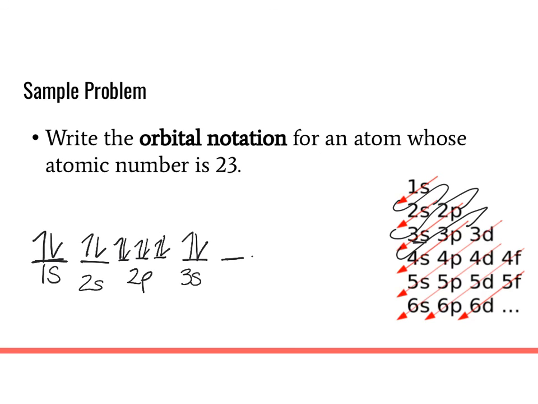P orbitals again have 3 bunk beds. 1 up, up, up, down, down, down. We get our own bed before we start pairing. So at this point I have 18. Gonna keep going to my 4s. Now I have 20. So I'm almost there. I just need 3 more, and I'm going to go to the D block.